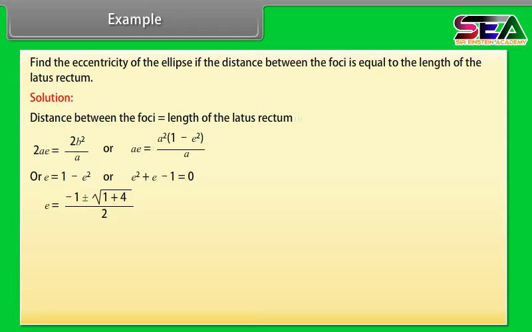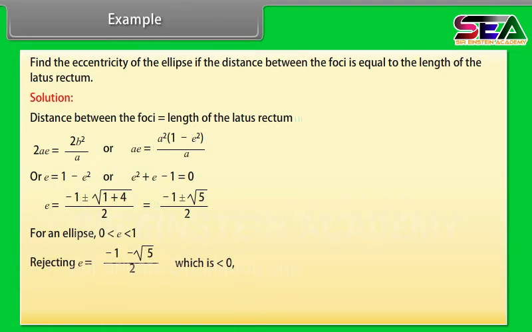So e is equal to minus 1 plus or minus under root 1 plus 4, upon 2, which is equal to (minus 1 plus or minus under root 5) upon 2. For an ellipse, 0 is less than e is less than 1. Rejecting e is equal to (minus 1 minus under root 5) upon 2, which is less than 0, we have e is equal to (under root 5 minus 1) upon 2.